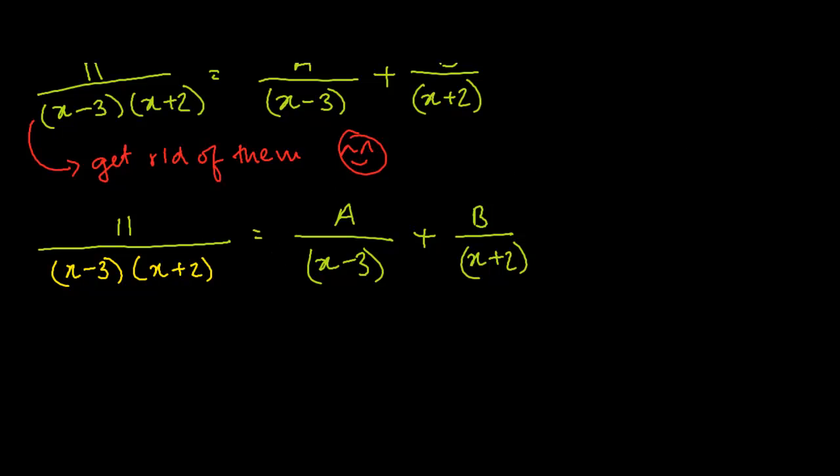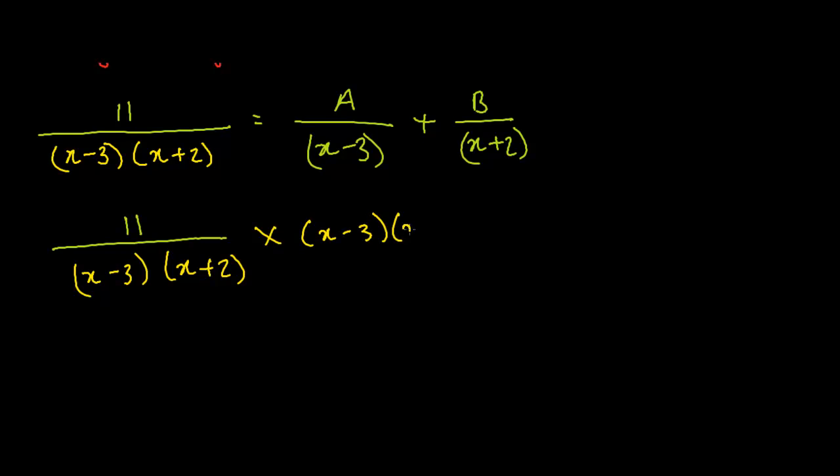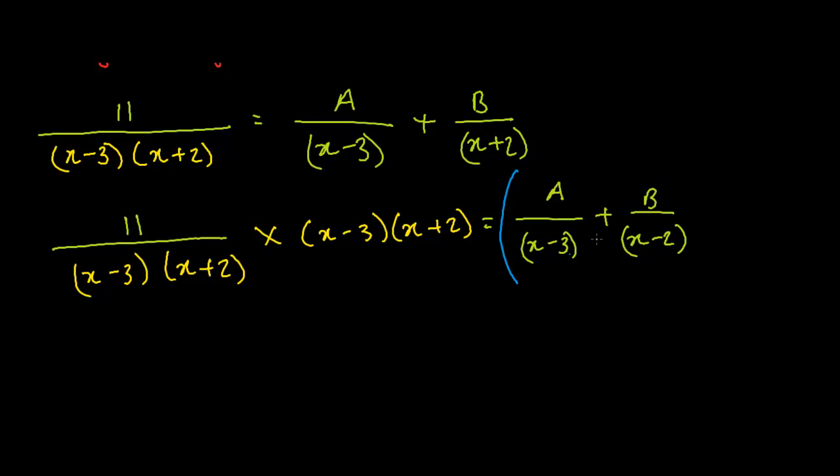Alright, and what we're going to do now is just scroll down a little bit, and now just multiply these two sides. x minus 3, x plus 2 times by x minus 3, x plus 2 is equal to a over x minus 3 plus b over x plus 2 times it by x minus 3, x plus 2. Alright.